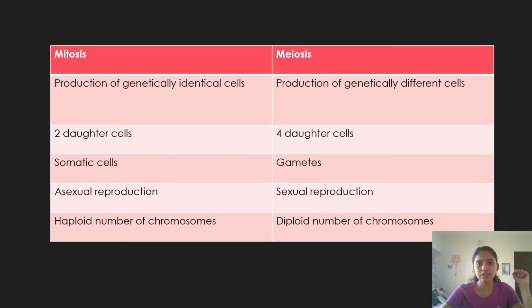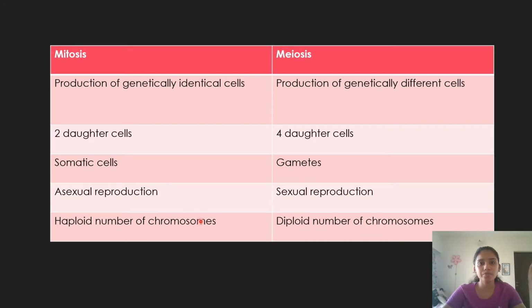Now this is the difference between mitosis and meiosis. So mitosis produces genetically identical cells, meiosis produces genetically different cells. Mitosis has 2 daughter cells, meiosis has 4 daughter cells. Mitosis is seen in body cells, which are somatic cells. Meiosis is used for the production of gametes. Mitosis is used in asexual reproduction, as in bacteria, and meiosis is seen in sexual reproduction, as in humans.